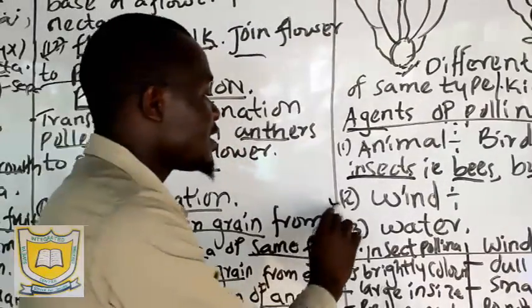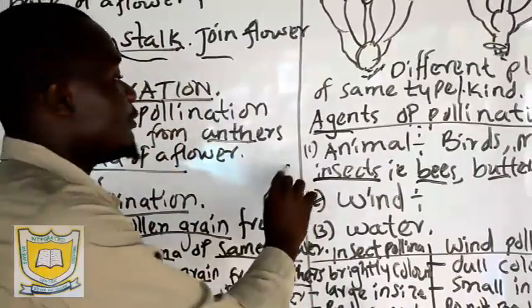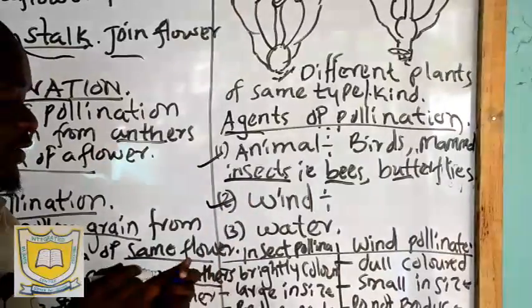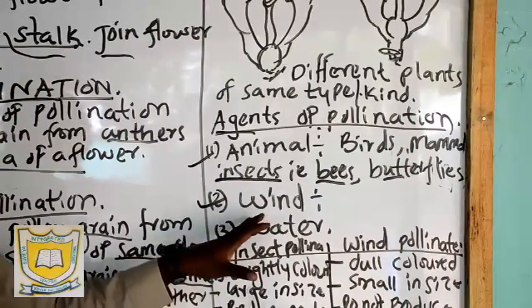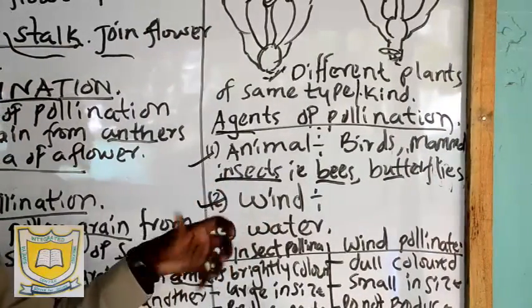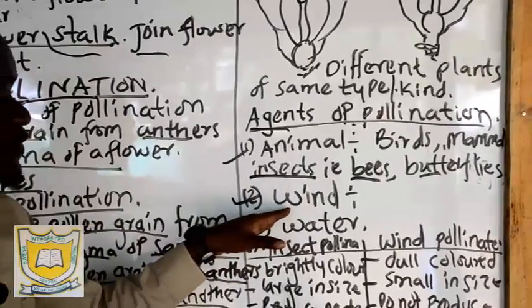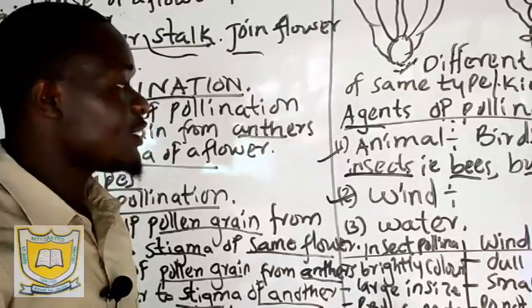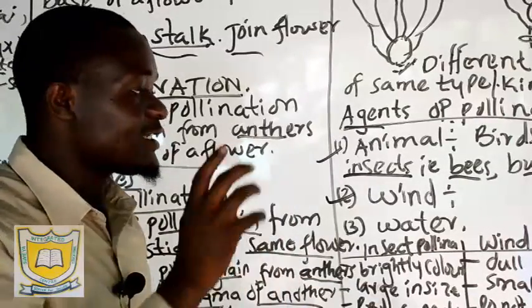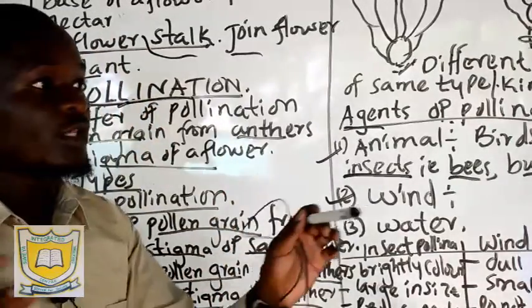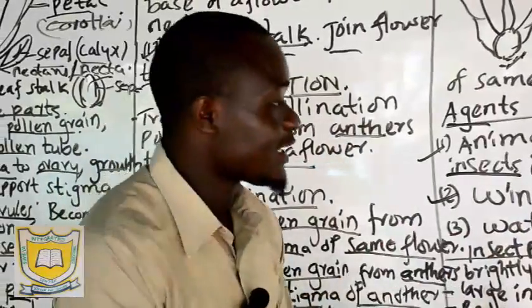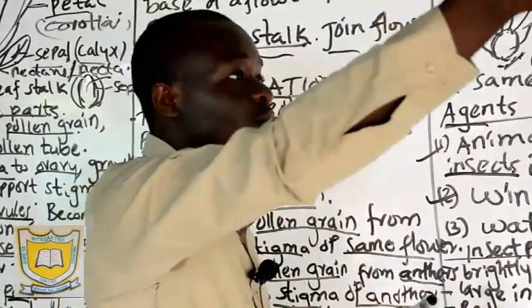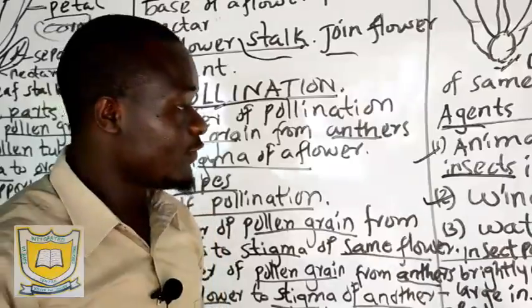Now we have that one that is carried out by wind. By wind, we have those characteristics of flowers that are pollinated through wind pollination. Wind pollination occurs when the flower has lighter pollen grains, so that when the wind blows, it carries the pollen grains and deposits them on another plant.